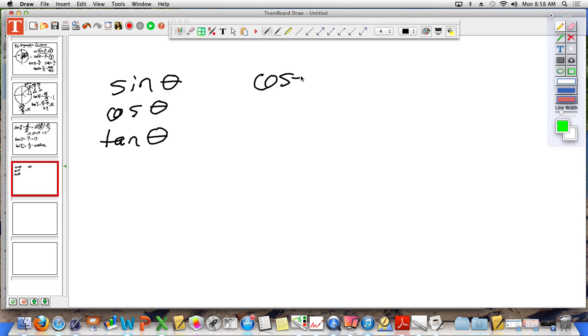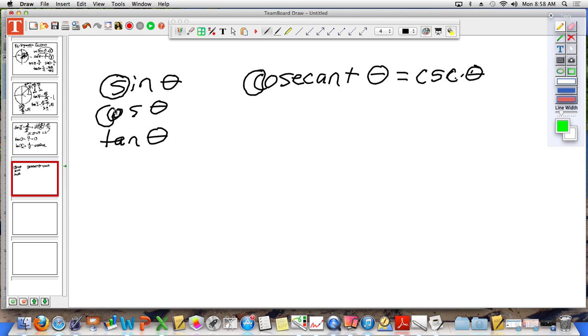Cosecant is spelled C-O-S-E-C-A-N-T. And I am writing cosecant right next to the sine for a reason. Do you see how the sine starts with an S? Cosecant starts with a C. And you'll see what I mean by that in just a minute. Just remember that. Sine starts with an S, cosecant starts with a C. By the way, the abbreviation for cosecant is CSC of theta.